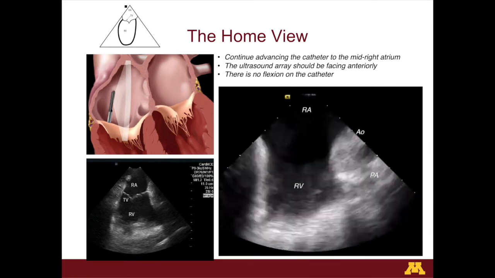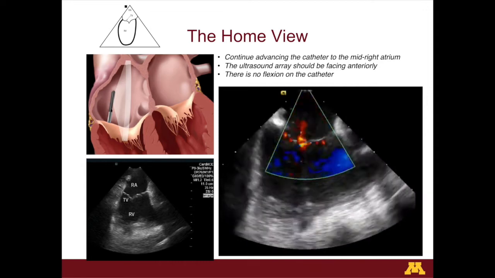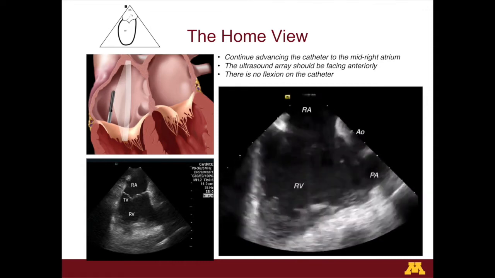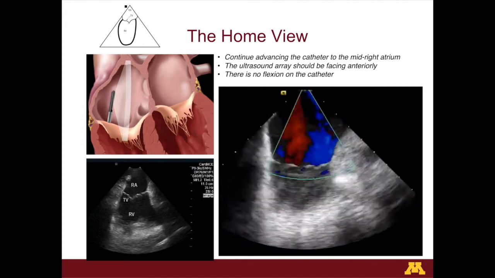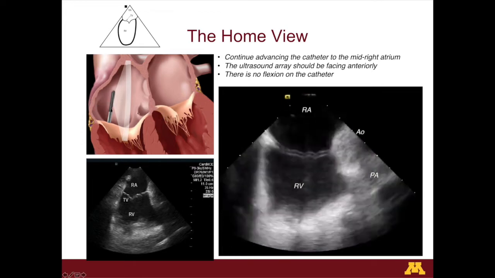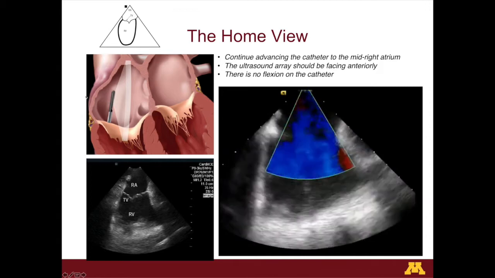From here, all you've got to do to image the entire heart is to lock it in position and then rotate the whole catheter clockwise away from you. As you do that, the catheter is going to sweep the entire heart, and I will show it to you in the next few slides.